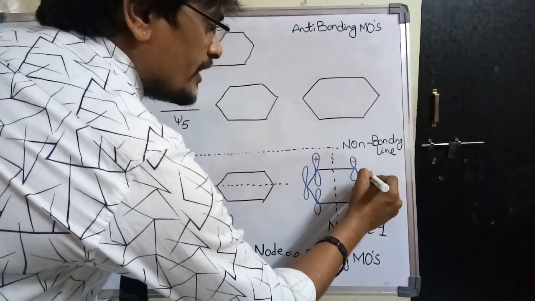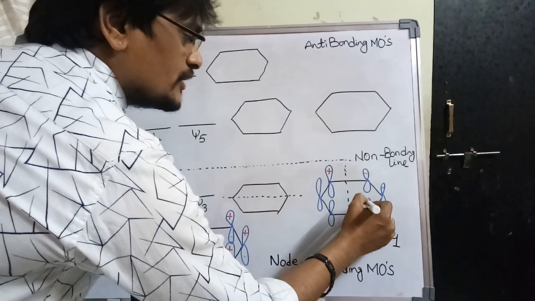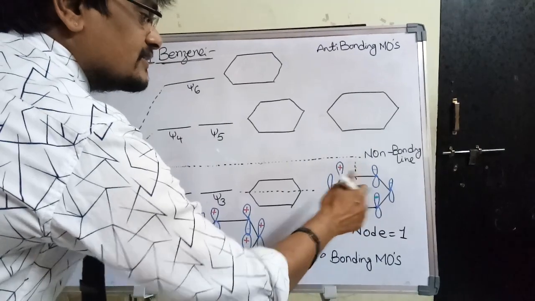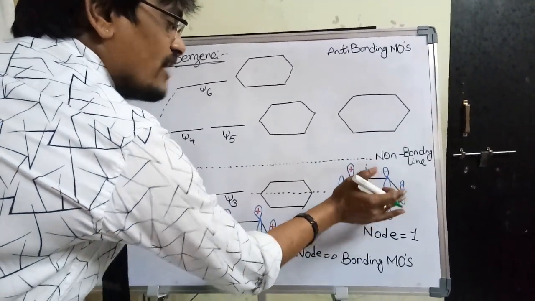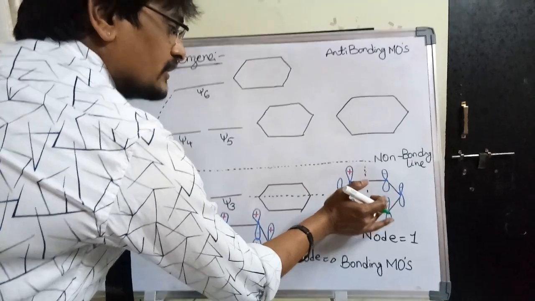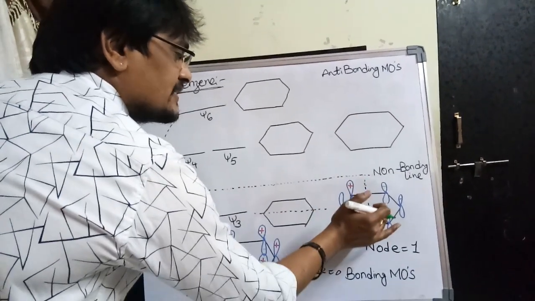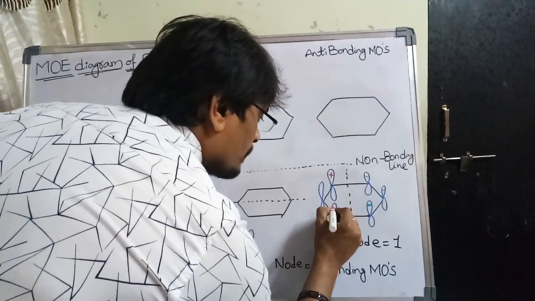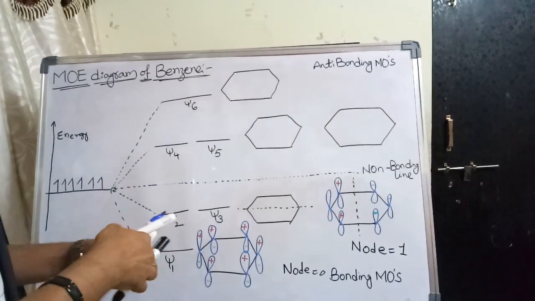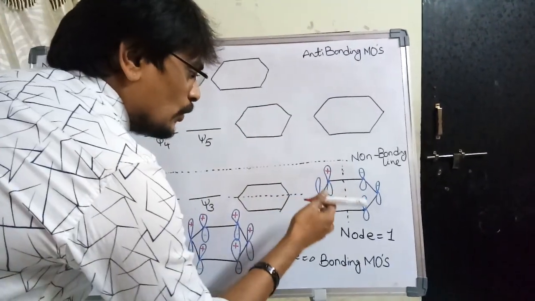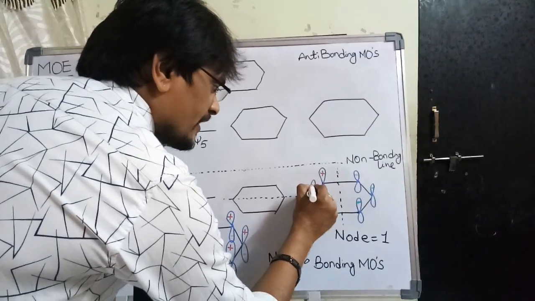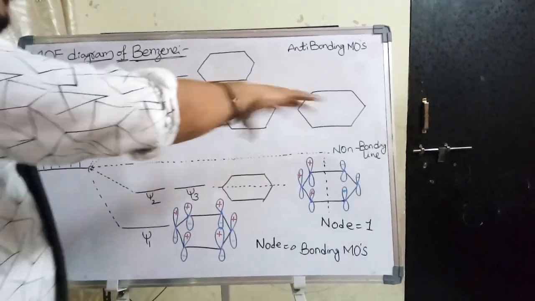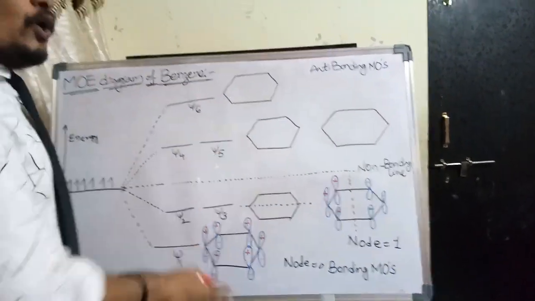There is no node here, so the negative remains negative. Now there is a node in between this. Look at it carefully: a line is there, so the wave function changes its phase. That is, negative becomes positive. Now there is no line, so positive remains positive. So now you have filled the upper lobes.